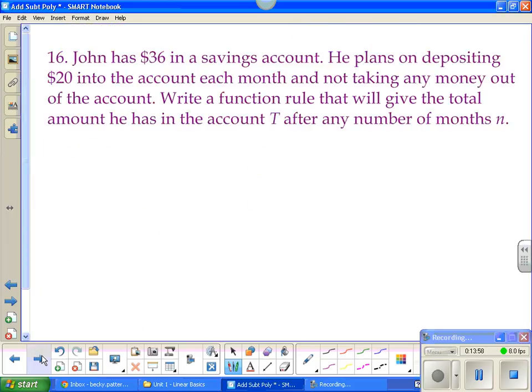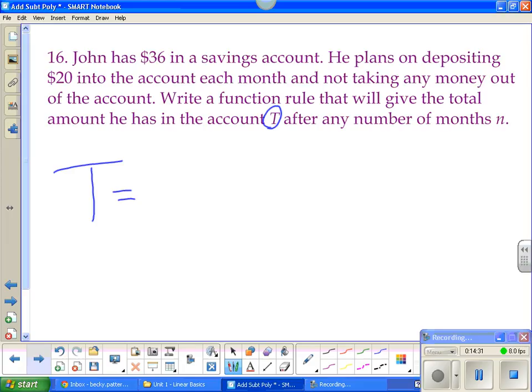So now we're going to try to take a word problem and just write an equation that represents that word problem. So John has $36 in a savings account. He plans on depositing $20 into the account each month and not taking any money out of the account. Write a function rule that will give the total amount he has in the account T after any number of months in. So T represents the total amount he has in the account. So T equals. And then think about it.